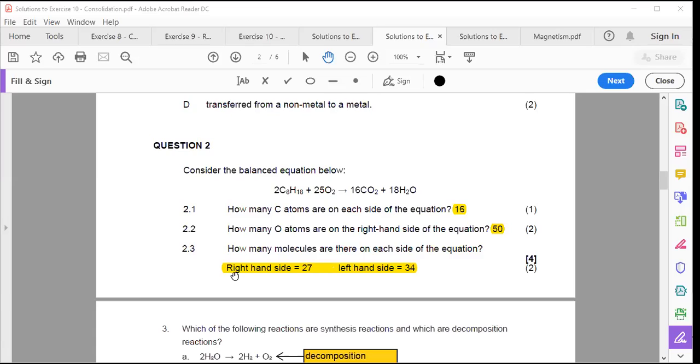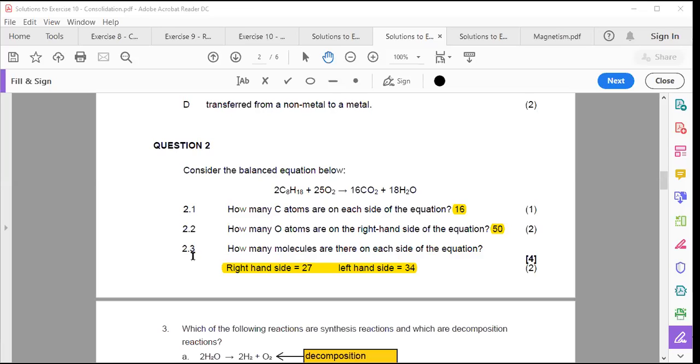1 mark for that. 2.2, how many oxygen atoms are on the right-hand side of the equation? On the right-hand side of the equation. So we are looking at this. We're not looking on the left-hand side. So here you've got oxygen in the carbon dioxide, there's oxygen in the H2O. So we need to add them. So we're going to say 16 times 2, which is 32, plus 18 times 1. So 32 plus 18 gives you 50. So your answer is 50 oxygen atoms. I gave 2 marks for this one.